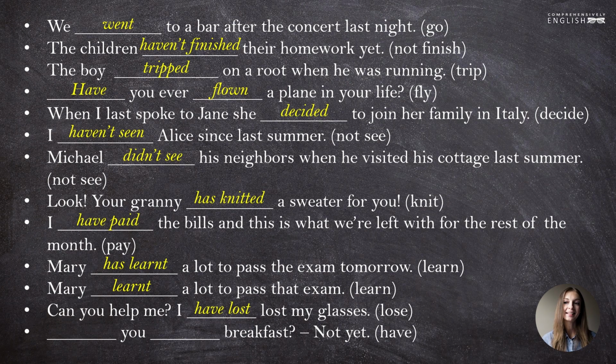And the last sentence, have you had breakfast? Not yet. Why do we use the present perfect here? Because we are interested in the result. Has this person had his breakfast or not? We don't specify any particular moment in the past. That means that we connect our question to the present.